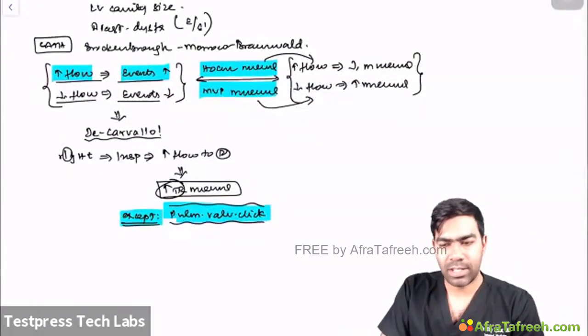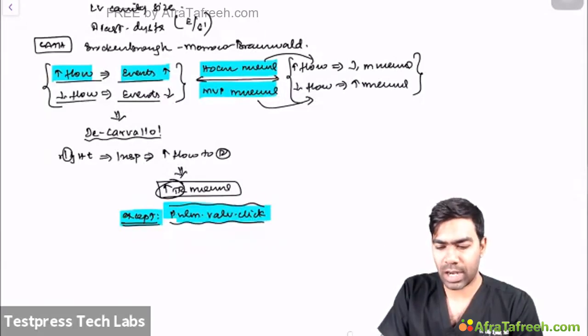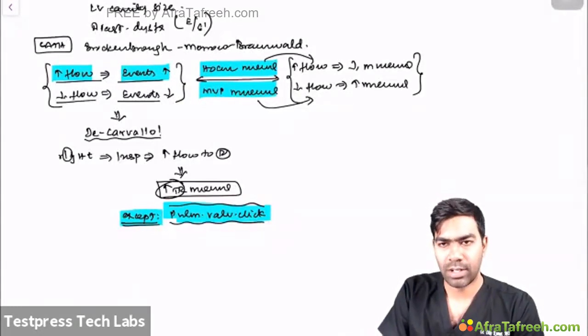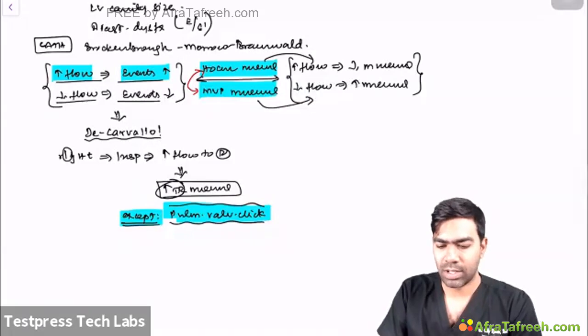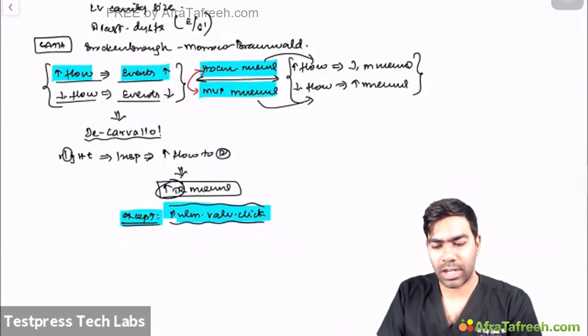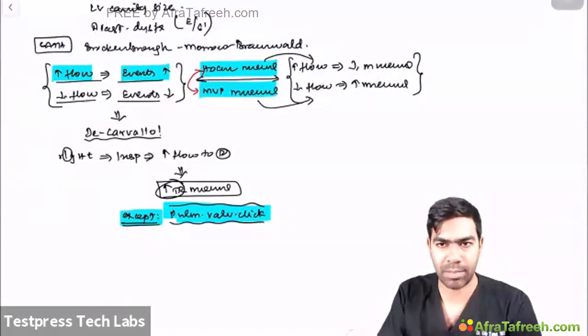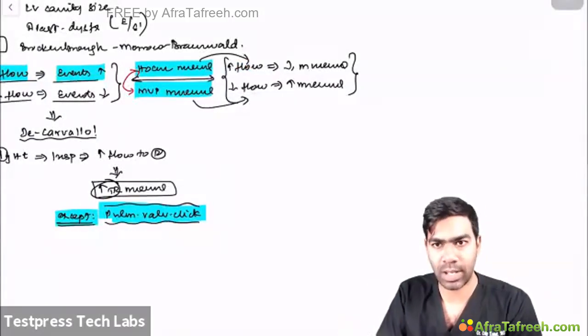And this is the basis of the Brockenbrough effect also. It's going to be completely different, especially in HOCM. Now there are two events that cannot be differentiated based on flow, so we need one concrete maneuver to differentiate these two. That is why the Brockenbrough effect came into existence, because it is positive only in HOCM patients and not positive in MVP patients.